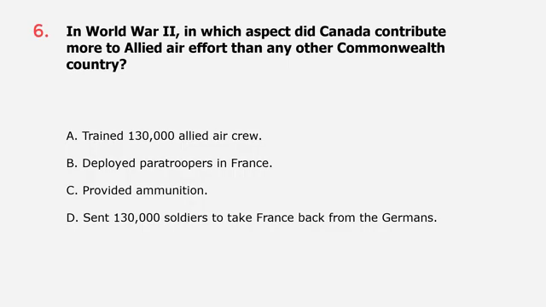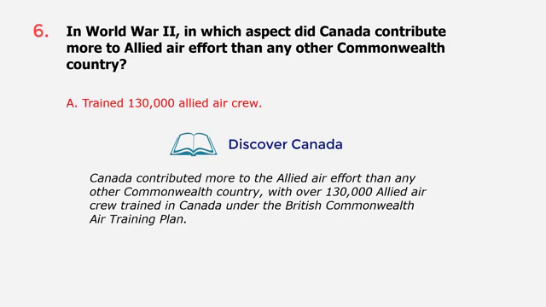Question 6. In World War II, in which aspect did Canada contribute more to Allied air effort than any other Commonwealth country? A. Trained 130,000 Allied aircrew. B. Deployed paratroopers in France. C. Provided ammunition. D. Sent 130,000 soldiers to take France back from the Germans. The answer is A. Trained 130,000 Allied aircrew.